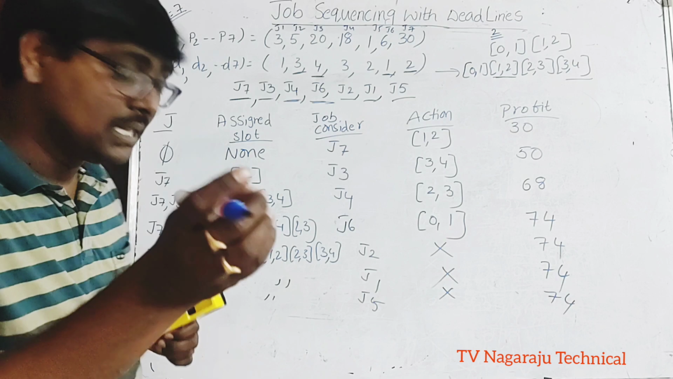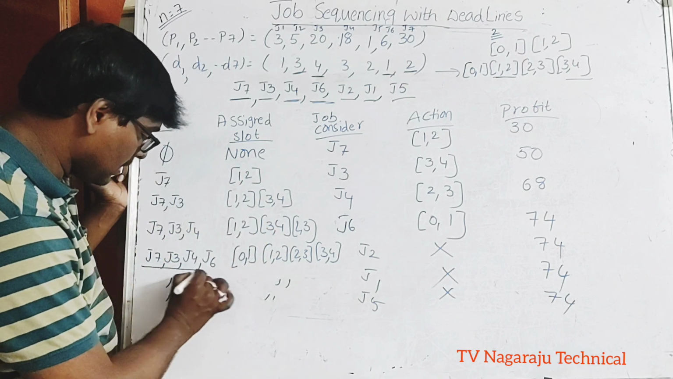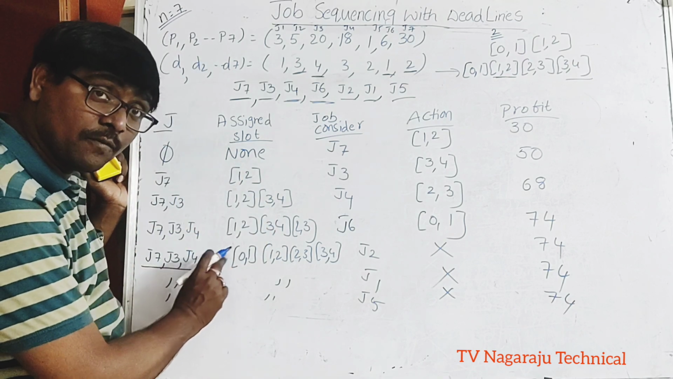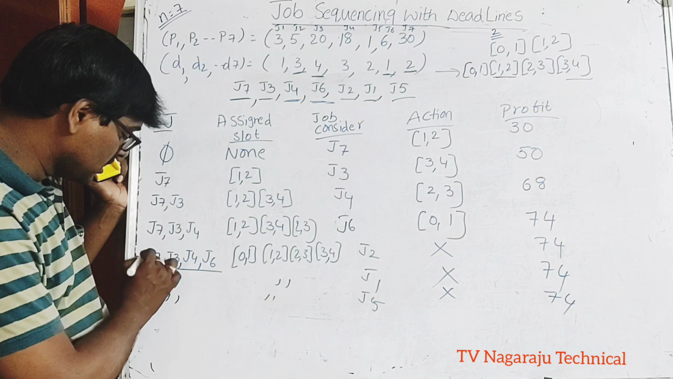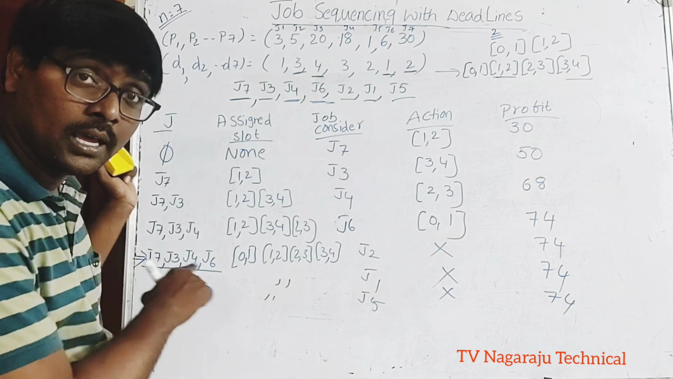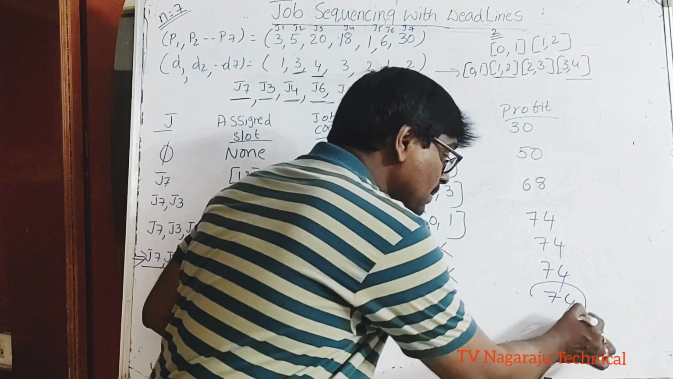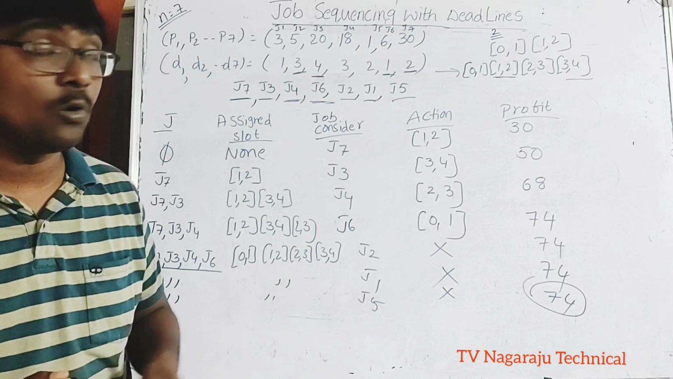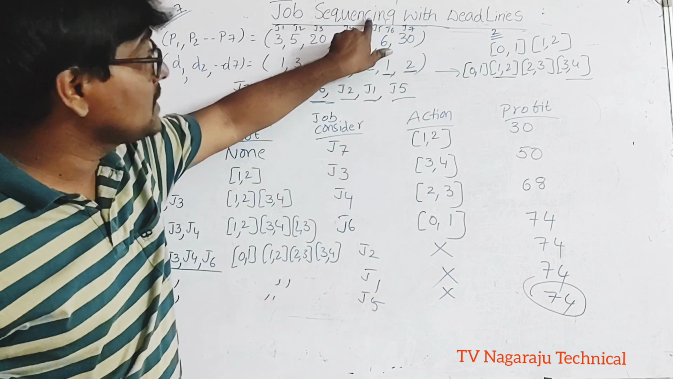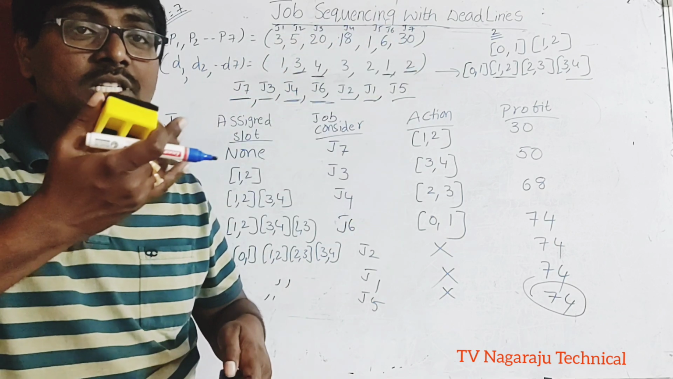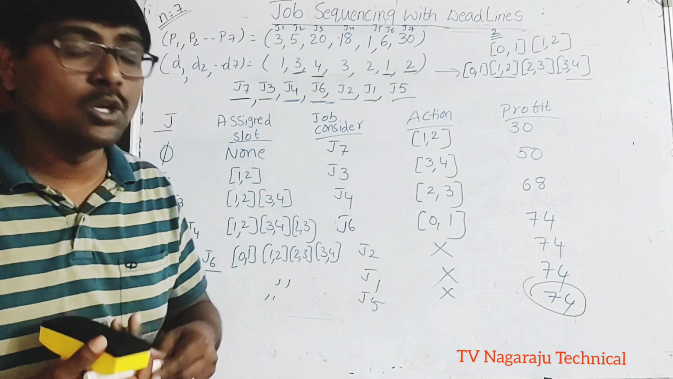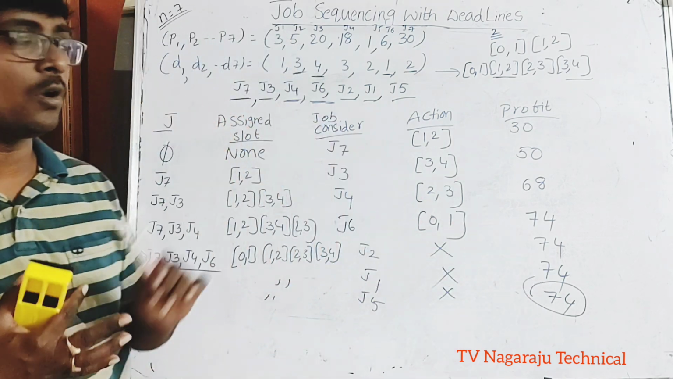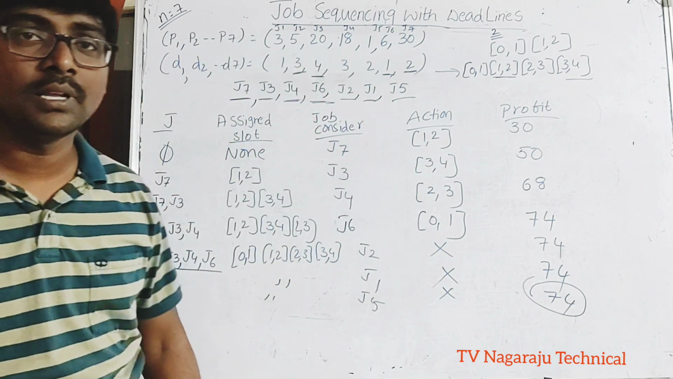What is an optimal sequence? J7, J3, J4, J6. If you execute in this order, you get a maximum profit of 74. This is the job sequence, meaning the sequence in which you need to execute the jobs to get maximum profit. This is the concept. Thank you.